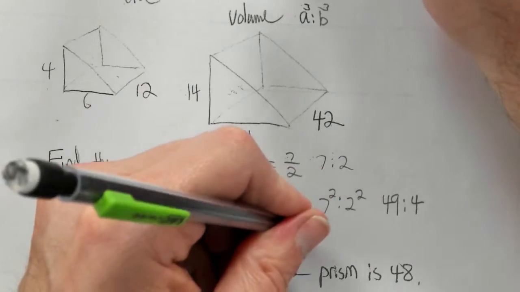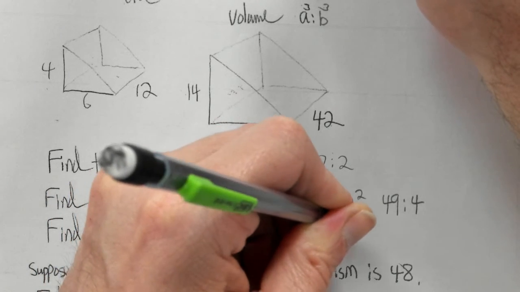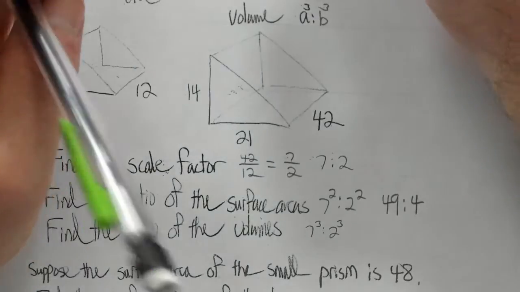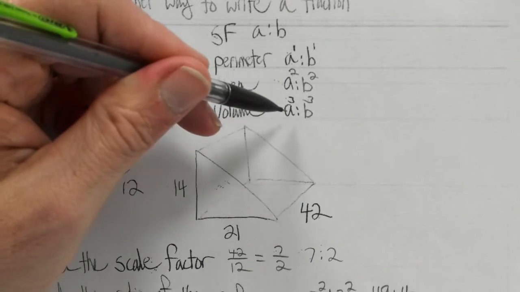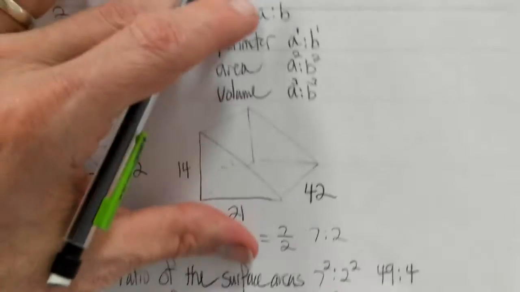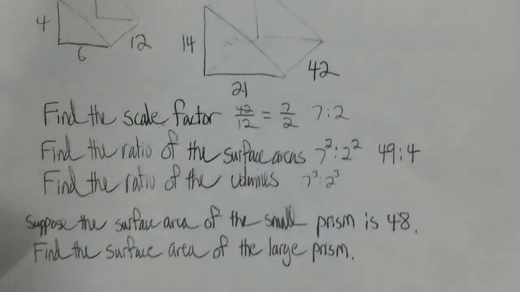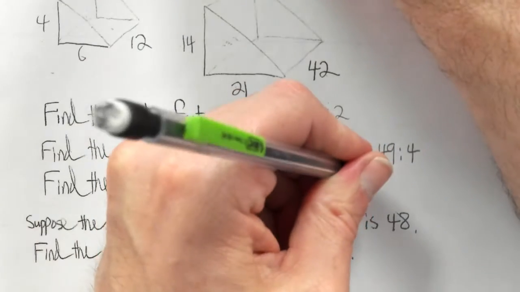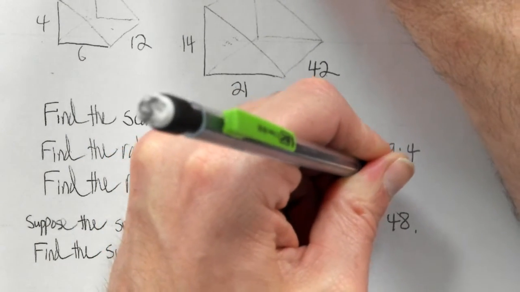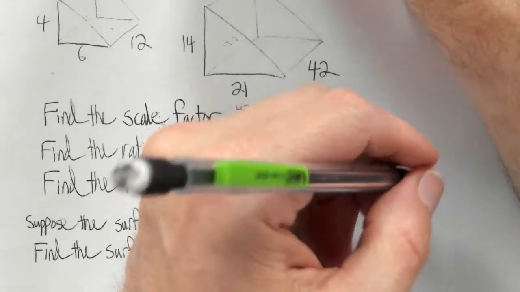Well, the ratio of the volumes would be 7 to the third power to 2 to the third power. Again, the ratio of the volumes is going to be the ratio of the scale factor, both parts raised to the third power. So 7 to the third power would be 7 times 7 times 7. Let's see what that is. 343. And then 2 to the third power is 2 times 2 times 2, 8.